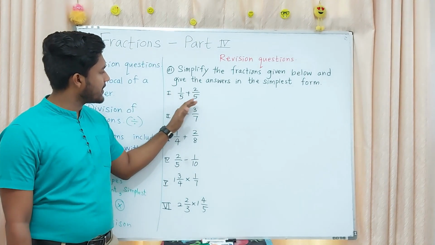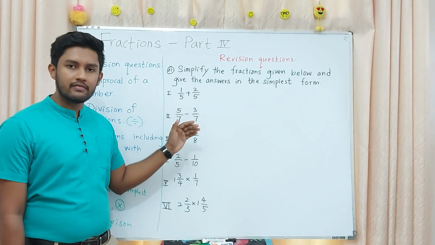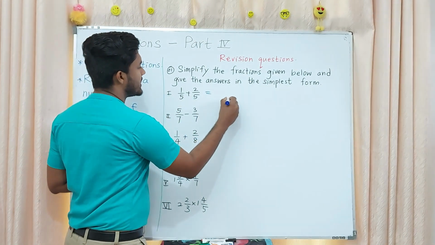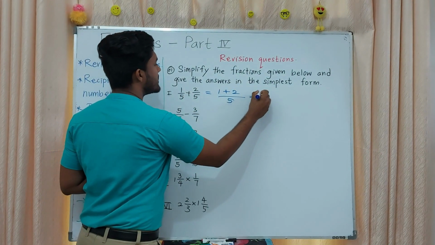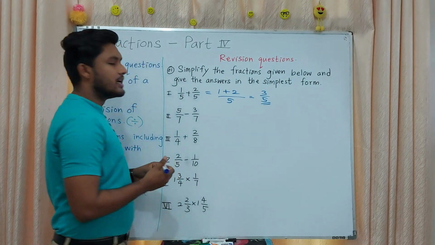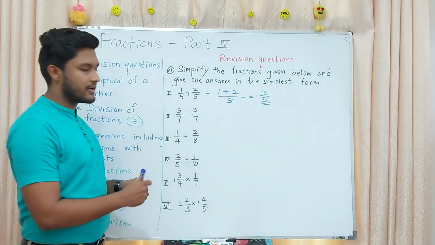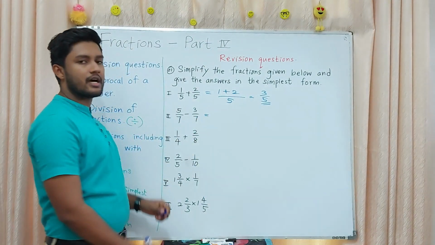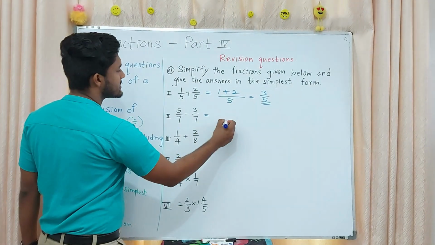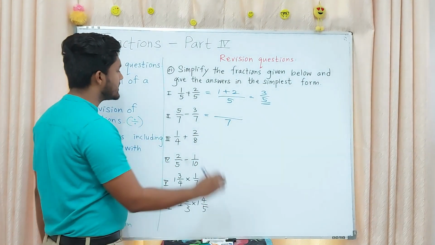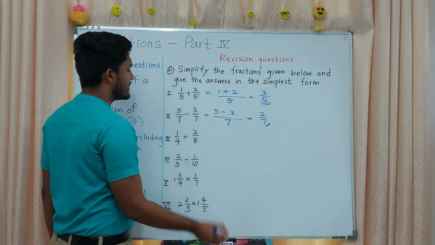Then here, 1 over 5 plus 2 over 5. Both the denominators are equal. Then we can keep the same denominator and add the two numerators, 1 plus 2, 3 over 5 is the answer. Then the second part, 5 over 7 minus 3 over 7. The two denominators are equal. We want to do the subtraction. Then of course 7 we are keeping as the common denominator. 5 minus 3. The answer is 2 over 7.